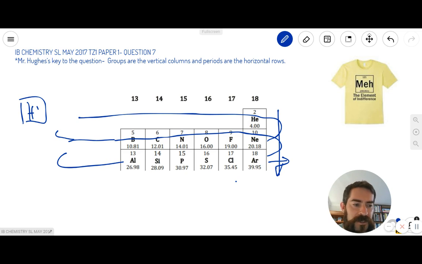Now, if we come back to the question here, we're trying to identify an element. Now, it's not the element "meh". We're not looking for this element. Unfortunately, that's not an option when you take IB chemistry. So we can't just be indifferent about this subject. We have to actually pay attention here.